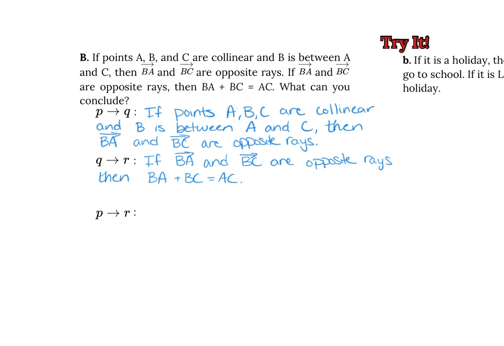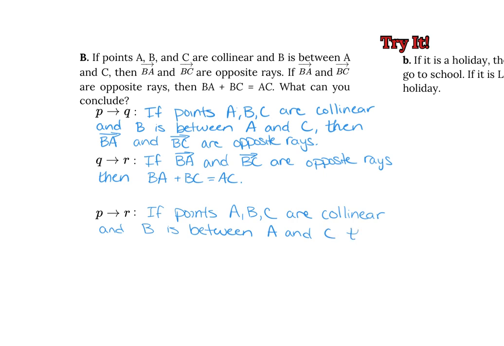Okay, so then our conditional that we can conclude would be that if points A, B, C are collinear and B is between A and C, then we can conclude that BA plus BC equals AC. Okay, so what I'm doing is I'm putting together the hypothesis from my first conditional with the conclusion from my second conditional.